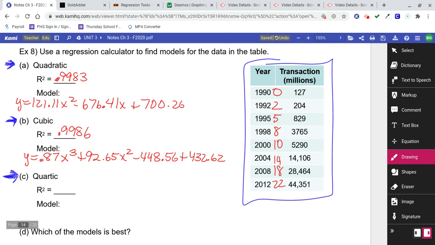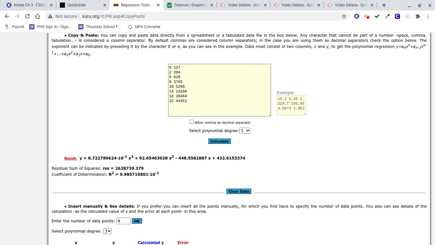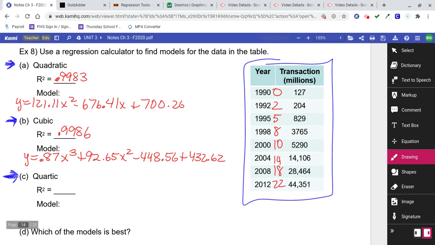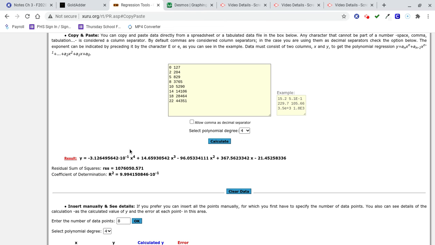Okay, now we need the quartic, so let's just change this to a degree 4. And this r squared value is going to be 0.9994. All right, so even better. And the model, again, there's a times 10 to the negative first, so we have to move the decimal again. So negative 0.31.